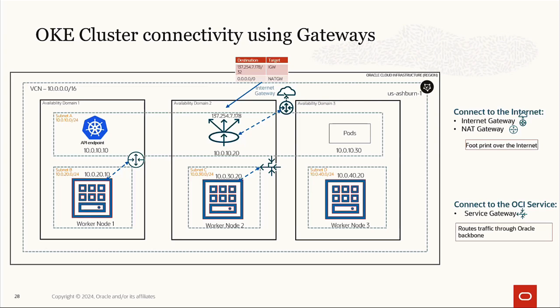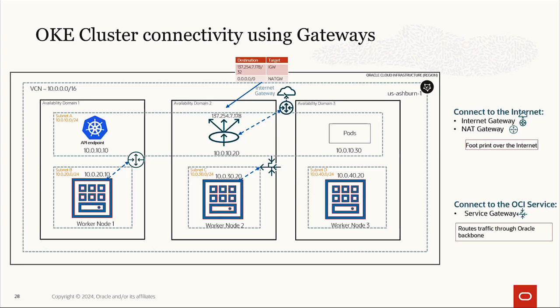Now, if your OKE cluster or your application needs to interact with other services within OCI, for example, if you need to access a storage bucket, typically you would go through the internet to be able to access the bucket. But rather than going to the internet gateway to access other OCI resources, the service gateway essentially provides you a private way to go through the internal OCI network to access these services.